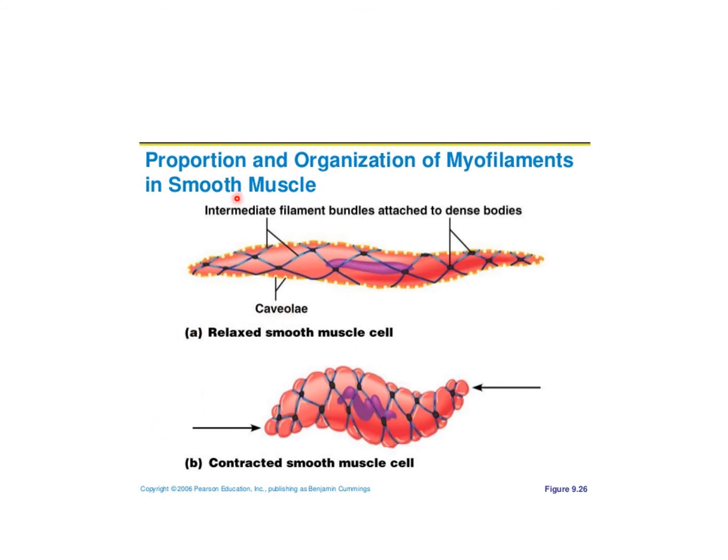So here is the proportion and organization of the myosin filament in smooth muscle. This intermediate filament bundle is attached to the dense body, and this one is a caveoli, and this is a relaxed smooth muscle fiber, and this one is a contracted smooth muscle fiber.